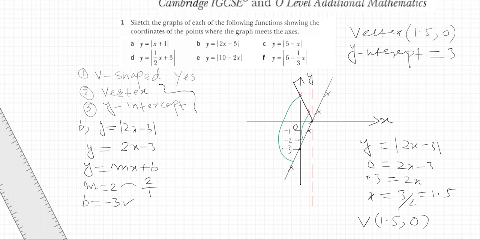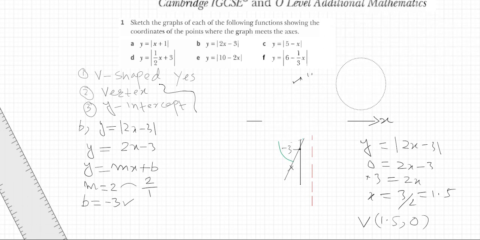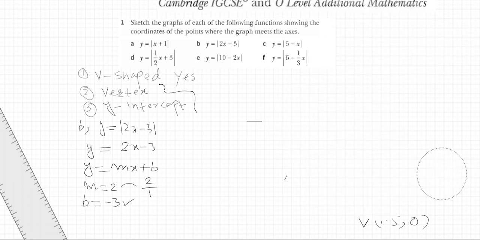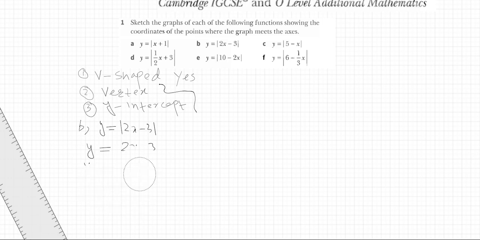Now I am moving towards part C. So finally the answer is vertex 1.5, 0 and y-intercept is 3. Now see part C.